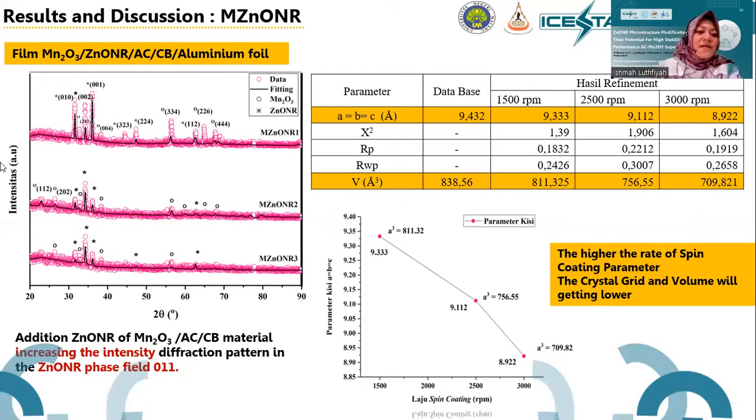From my sample at 1,500 rpm, you can see that the intensity of the material is higher than the others. You can see it in the files 0002 and 001. And here we can conclude that the addition of the ZnONR of the Mn2O3, activated carbon, and carbon black increases the intensity of the diffraction pattern in the ZnONR peak called 011. And from the result of the refinement, you can see that with the higher rate of the spin coating parameter, the crystal size will become lower.